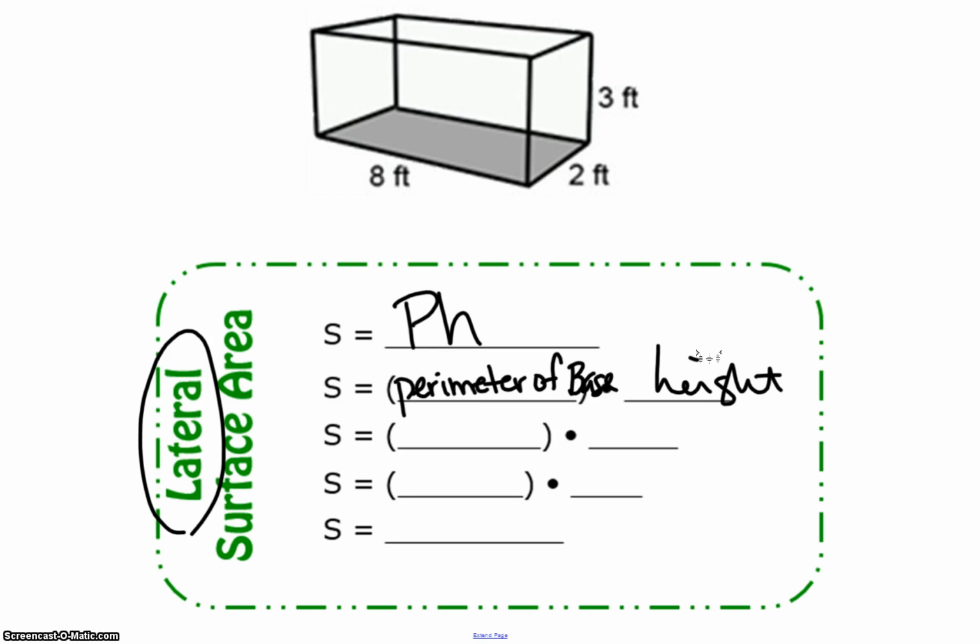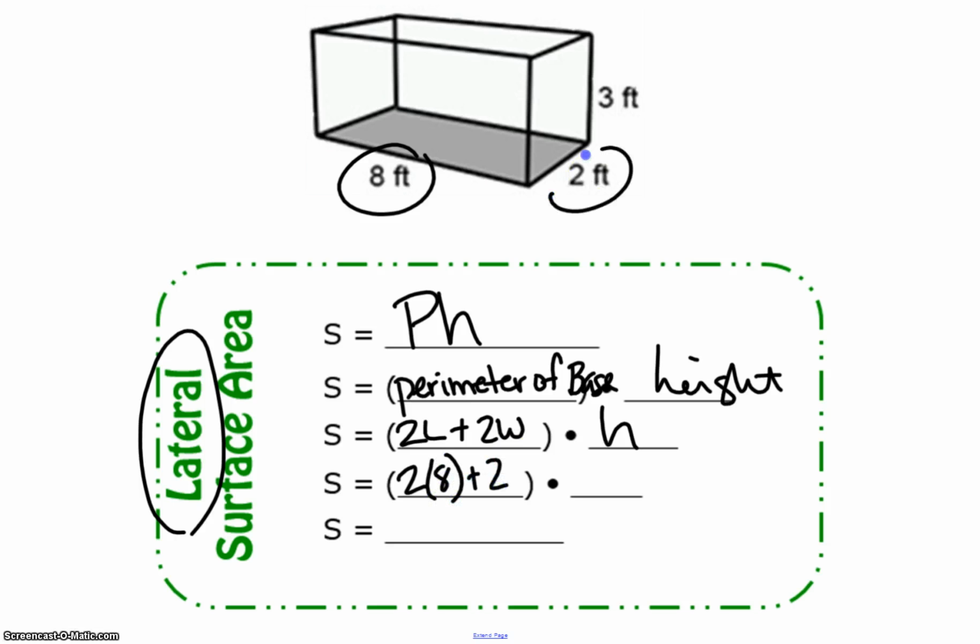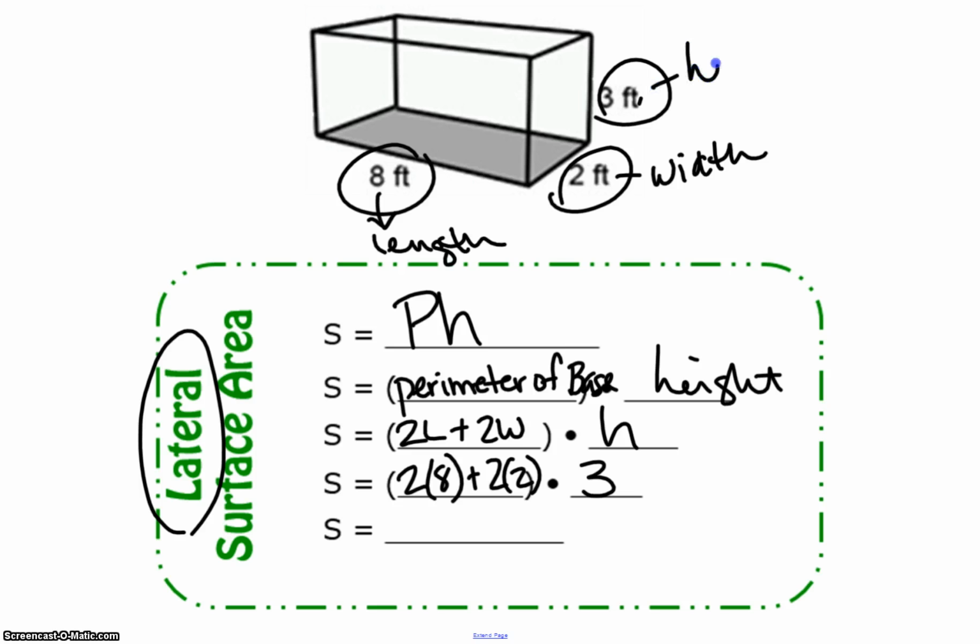Okay, so that means 2 lengths plus 2 widths times height. So 2 times our length is 8, plus 2 times our width, which was 2, and our height is 3. If you need to label, you are more than welcome to do that, that way you don't confuse what each number represents.